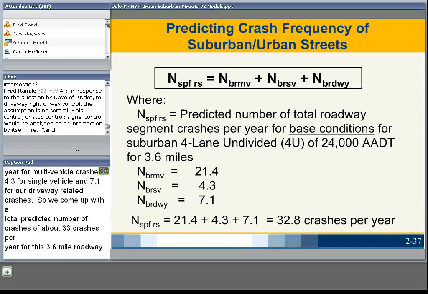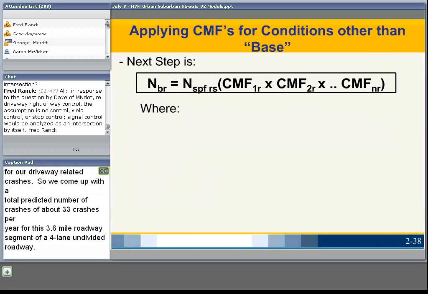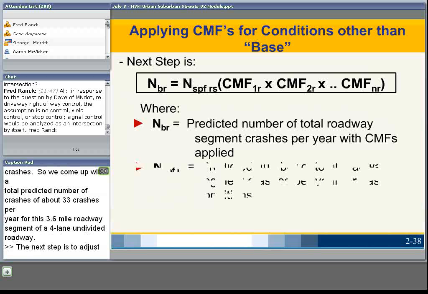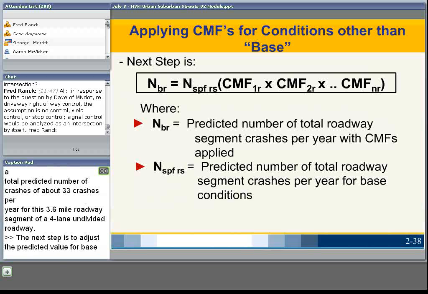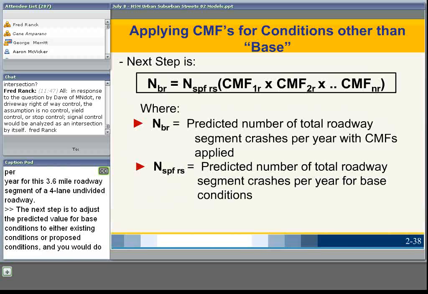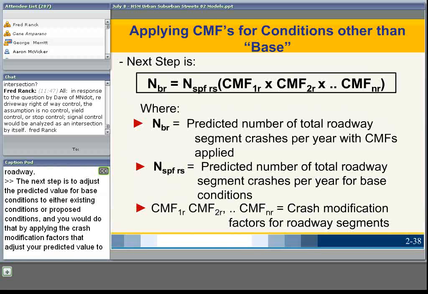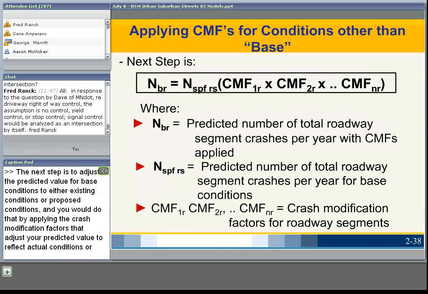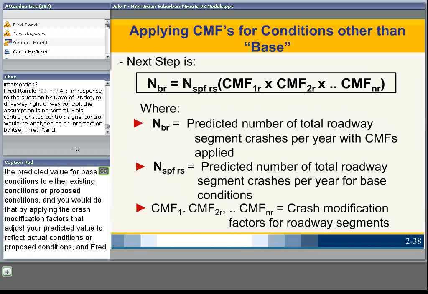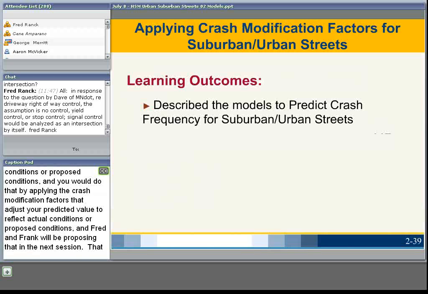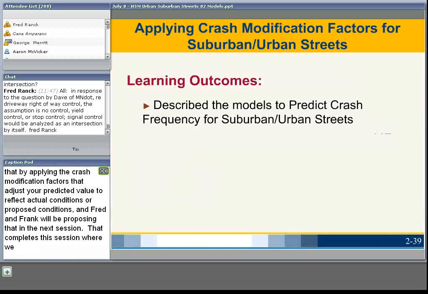To come up with the total predicted number of crashes per year for base conditions, it's just a matter of adding the calculated predictions for your multiple vehicle crashes, your single vehicle crashes, and your driveway-related crashes. And that's what we're showing here, where we had 21.4 crashes per year for multiple vehicle crashes, 4.3 for single vehicle, and 7.1 for our driveway-related crashes. So we come up with a total predicted number of crashes, about 33 crashes per year for this 3.6-mile roadway segment of a 4-lane undivided roadway.